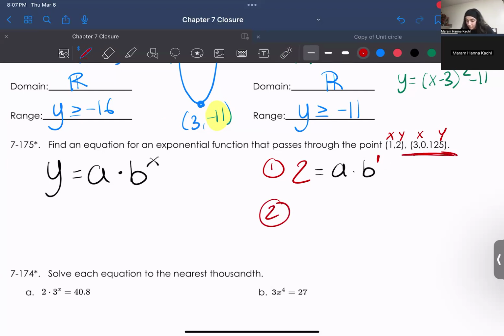Now do the same to get equation 2 with this second point. Instead of y, it should be 0.125. And then a times b is just a part of my equation for now. I'm going to eventually look for those to the power of x or to the power of 3.